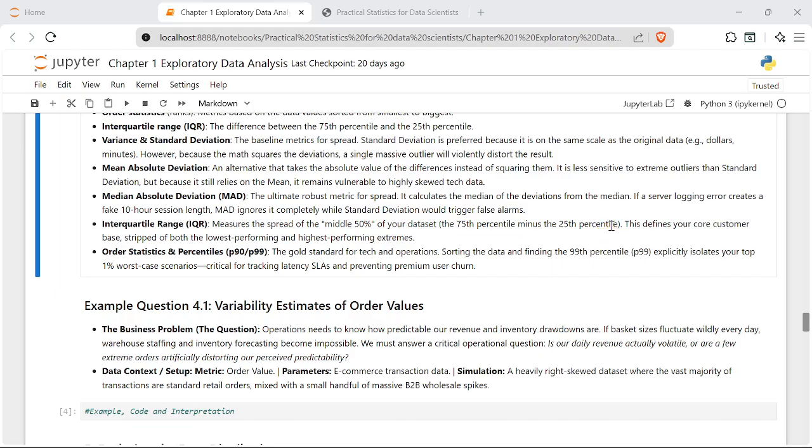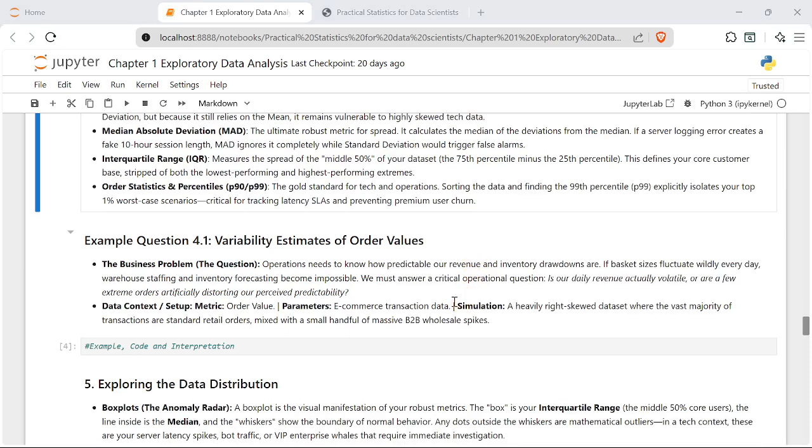Today, we are going to look at the math behind revenue volatility to answer a critical operational question. Is our daily revenue actually volatile, or are a few extreme massive orders mathematically distorting how predictable our everyday business really is? So, the setup. To diagnose this, we are going to jump into Python and simulate a highly realistic e-commerce dataset, focusing on one core metric, order value.